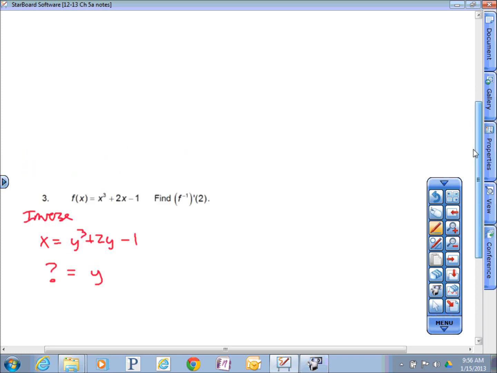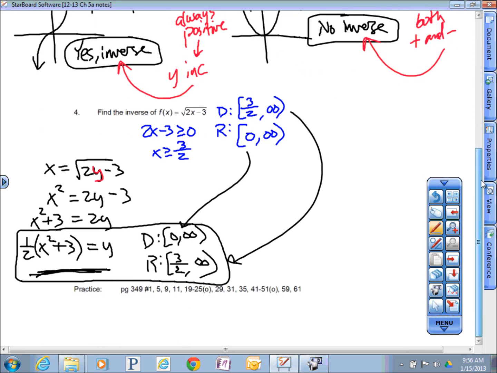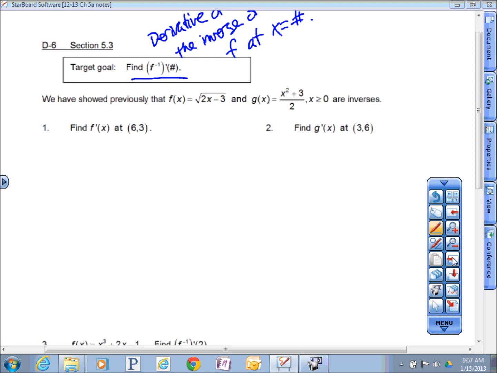So what I want to do is come back up here and look. We talked about these two problems, this f of x and this g of x, in yesterday's notes. We just got done doing this. There it was. Find the inverse of that root of the quantity 2x minus 3. We found its inverse. There it is, 1/2 x squared plus 3. I'm referring back to that problem that we just did in the previous lesson. So I'm going to start by finding f prime of x at the point 6,3. What I want to do is illustrate a relationship between the derivative and the derivative of an inverse. Okay, and here's what we're going to do.